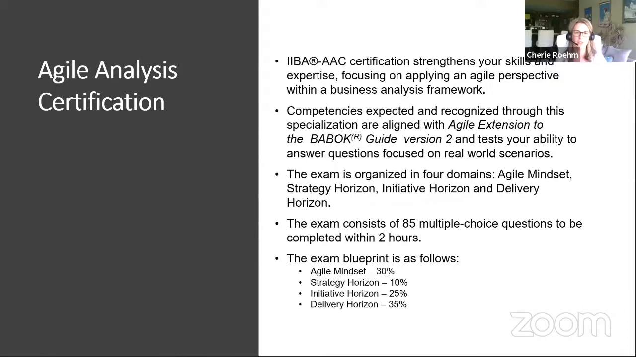So I mentioned that there's 4 domain areas that were tested on with the certification. And this gives the breakdown. So the Agile mindset, 30% of those 85 questions are based on the Agile mindset, 10% on the strategy horizon, 25% on the initiative horizon, and then 35% on the delivery horizon. So this gives you some insight as far as what the certification is intended to focus on. And again, the tool that you use to study for it is that Agile extension. And then the 4 domain areas are really what the focus of this certification is.